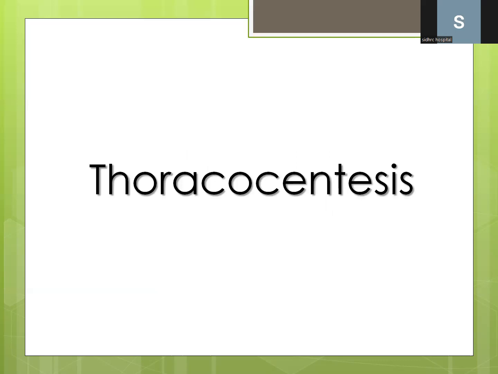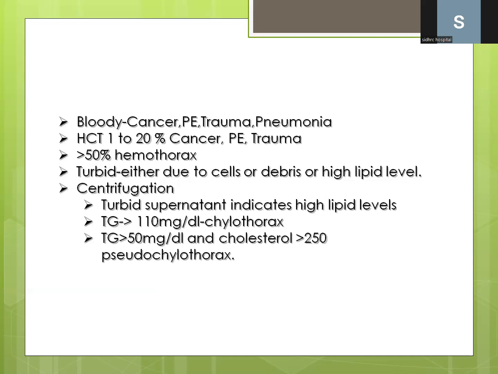Now that thoracocentesis, we perform guided or blind. What we look for? First of all, we look for the color. So if it is a bloody color of the effusion, it may indicate malignancy, which is most common. Pulmonary embolism, trauma, or pneumonia may sometimes give rise to bloody effusion. Hematocrit, with 1 to 20% of the hematocrit in the fluid will represent malignancy, pulmonary embolism, and trauma.